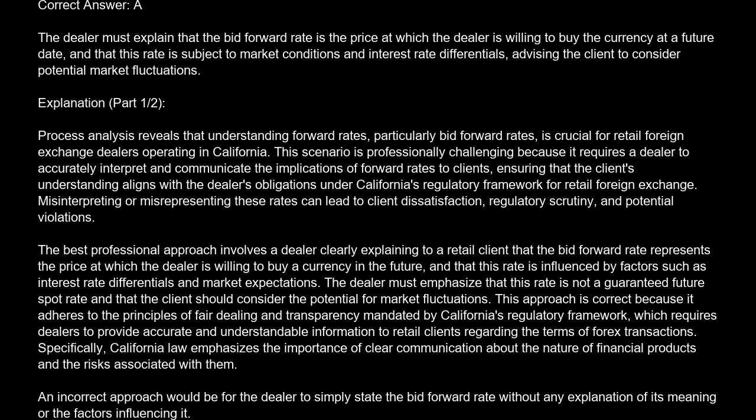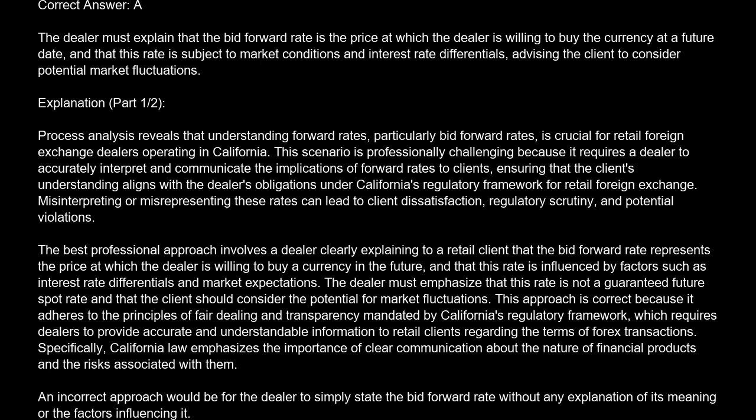Explanation. Process analysis reveals that understanding forward rates, particularly bid forward rates, is crucial for retail foreign exchange dealers operating in California. This scenario is professionally challenging because it requires a dealer to accurately interpret and communicate the implications of forward rates to clients, ensuring that the client's understanding aligns with the dealer's obligations under California's regulatory framework for retail foreign exchange. Misinterpreting or misrepresenting these rates can lead to client dissatisfaction, regulatory scrutiny, and potential violations.